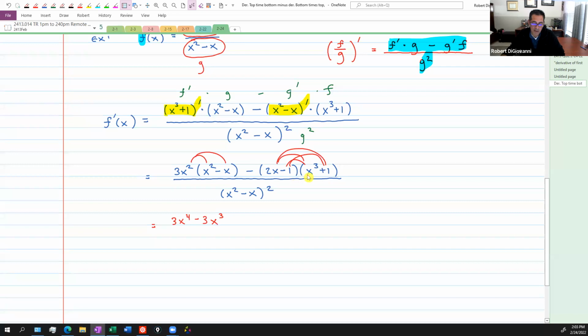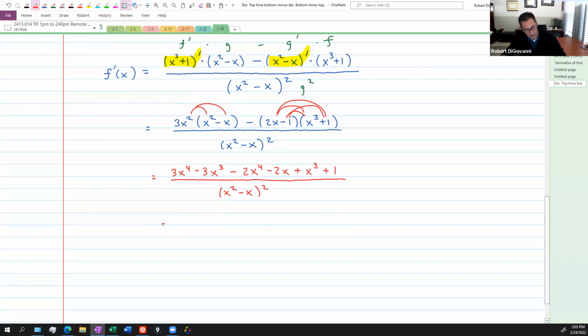2x squared times x cubed is 2x to the 4th, but then I need to subtract it. And then I'm going to have 2x times 1, which is 2x, but then I need to subtract it. And then I have negative 1 times x cubed, which is negative x cubed, but then I need to subtract it, so it becomes added. And then negative 1 times 1 gives me negative 1, but I need to subtract it, so it adds it. And that's all over the bottom squared. I'm not going to multiply out the bottom. I could, but I'm not going to.